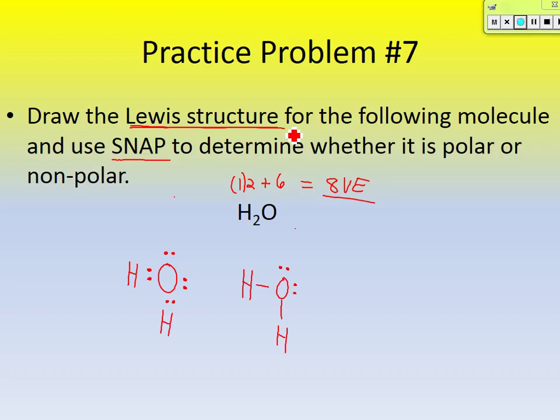Now, let's use SNAP to determine whether it's polar or nonpolar. If I was to imagine a line right here, is it symmetrical down this axis? No, it's not, because this hydrogen on the left, there's not a hydrogen on the right to make a mirror image. So it's not symmetrical. What about this way? No. It's not, again, because there's not a hydrogen here, so it's not symmetrical.